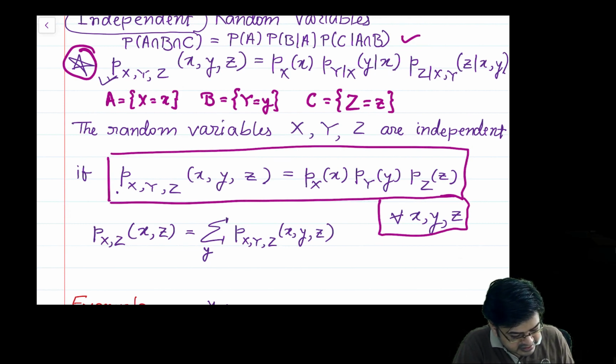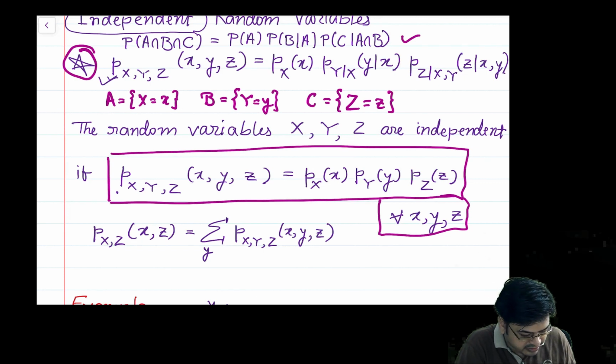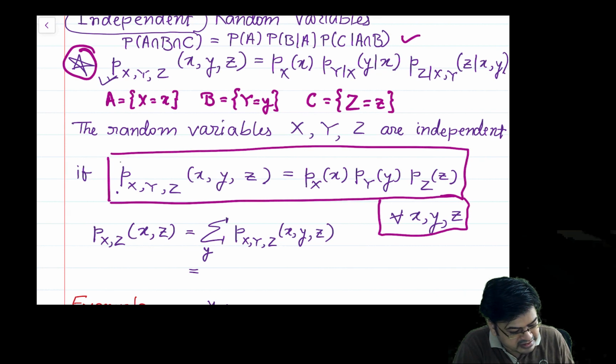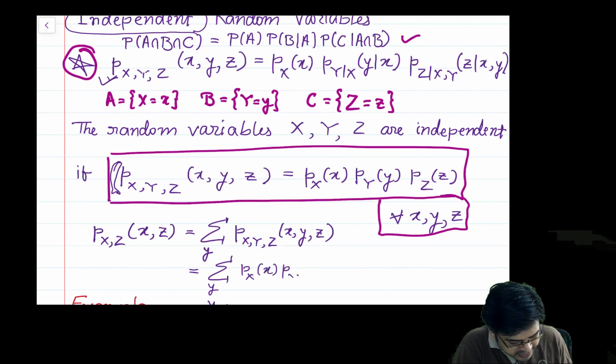Once I get this, because the random variables are independent, this condition is known to me. This is in fact going to be equal to summation over y of P_X(x), P_Y(y) and P_Z(z).